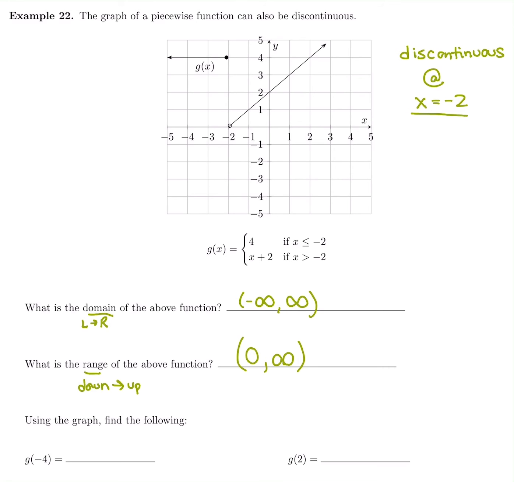And now we're going to use this graph to find the following. So we want to find g of -4. So I'm looking at x is -4 and figuring out what the y value is. The y value is up here at 4. And then g of 2, when x is 2, we want to figure out what the y value is. So x is 2, and the y value is up here at 4.